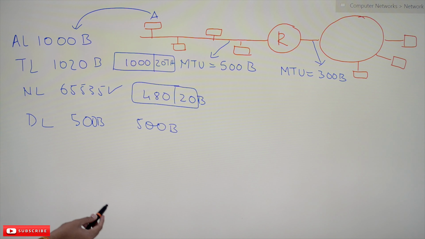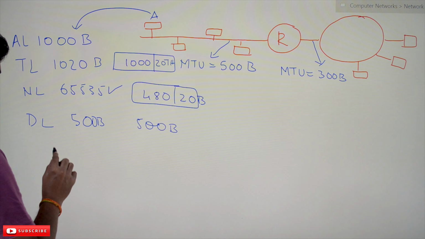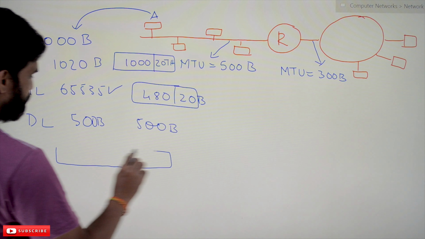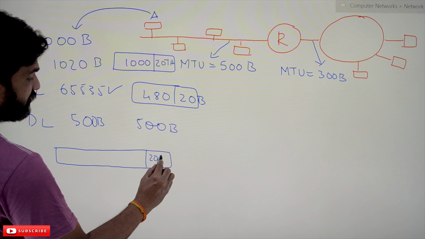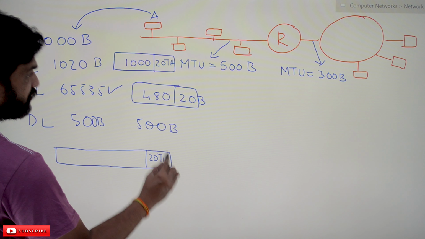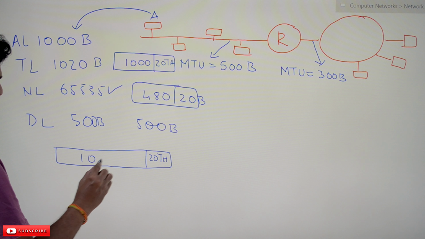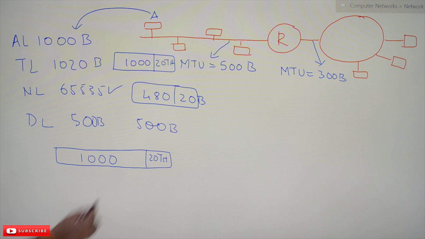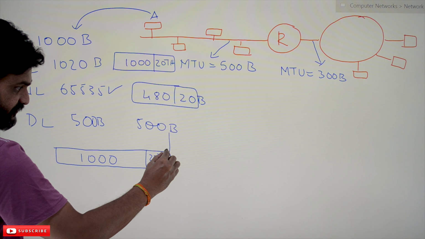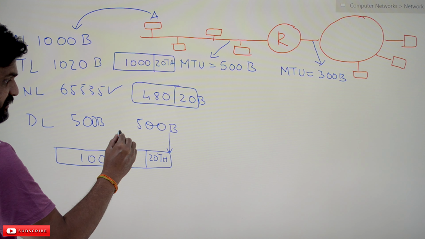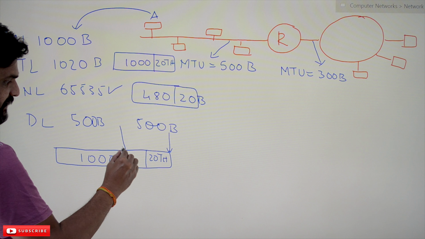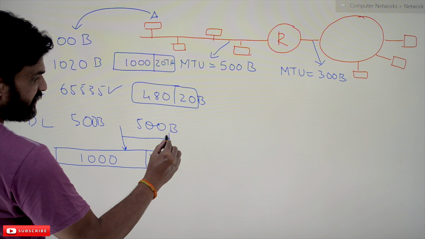Now how is the division done? Considering this in the biggest form, this is the 20 bytes of transport header, this piece I am taking here, and this is 1000 bytes. So how does the division have to be done? Starting from here, including the transport header, we have to take the first 480 bytes.